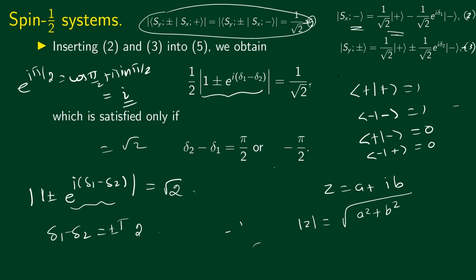Now we have a relation which says that delta 1 minus delta 2 is equal to pi by 2 or minus pi by 2. Or we can write delta 2 minus delta 1 is pi by 2 or minus pi by 2.